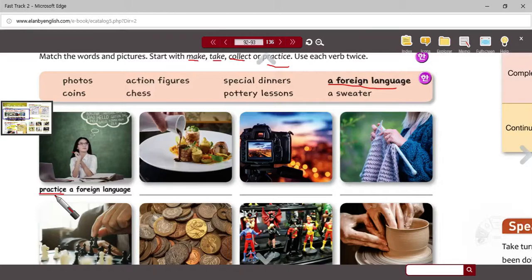You use the language. You repeat phrases. You try to construct sentences. Okay. There might be many different things that you practice. Okay. You might practice a sport. You might practice the piano. Okay. So those are things that you would do over and over again. Okay.